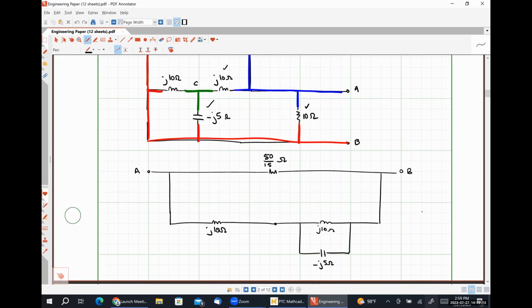All right, so J10 in parallel with negative J5. So it's going to be something similar to 50 over 15, but the question is whether or not we're going to have a minus J or a positive J there. So J10 times negative J5 is going to look like negative J squared, which is positive 1. So we have positive 1 times 50 divided by J5. Excuse me, yeah, because we add those together.